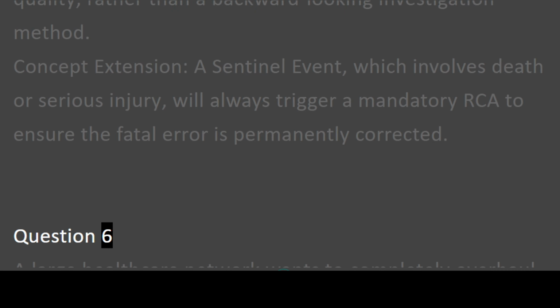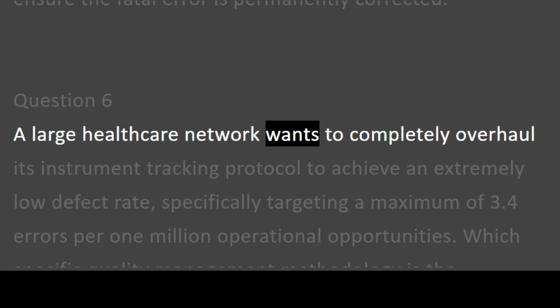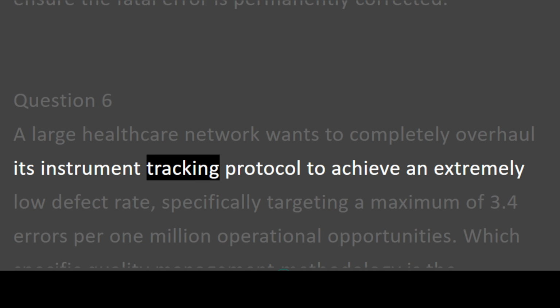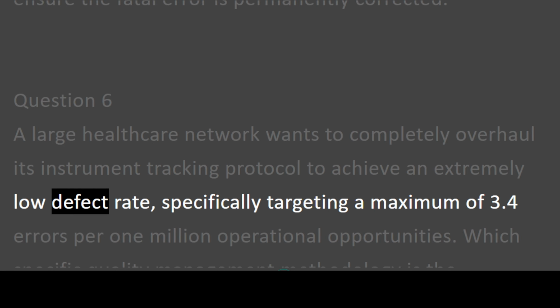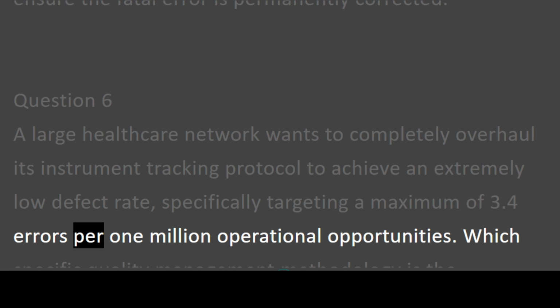Question 6. A large healthcare network wants to completely overhaul its instrument tracking protocol to achieve an extremely low defect rate, specifically targeting a maximum of 3.4 errors per 1 million operational opportunities.